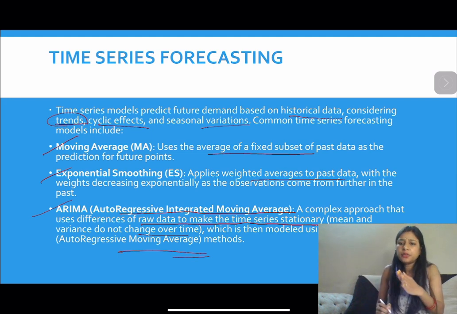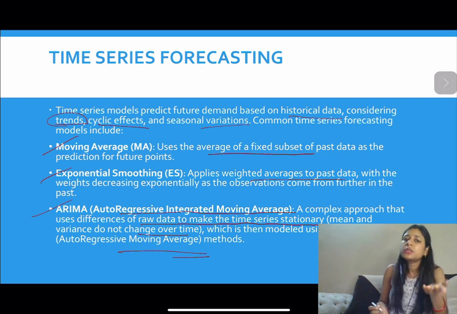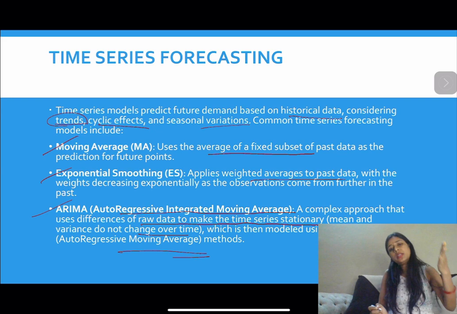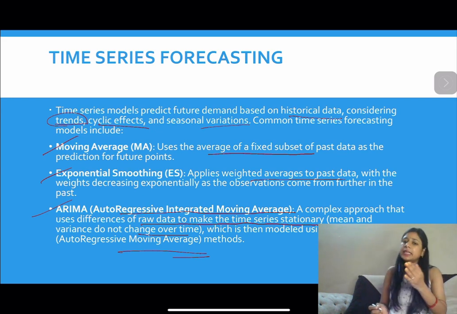So basically you don't have to dig deep into each of the methods, you just have to know the name and what analysis it is doing. So moving average, exponential smoothing, ARIMA, are all models of time series forecasting. On the basis of the historical data being collected, these can help you analyze that historical data.